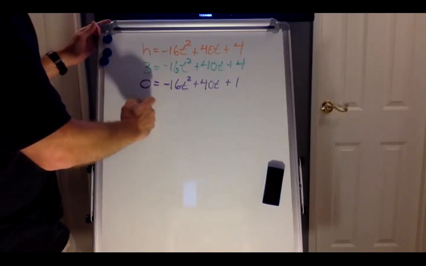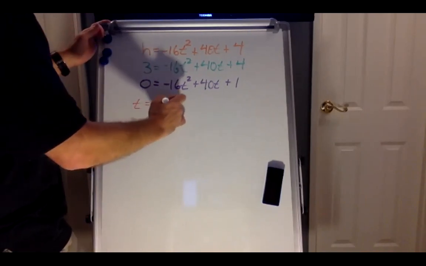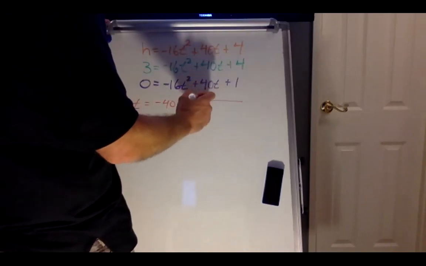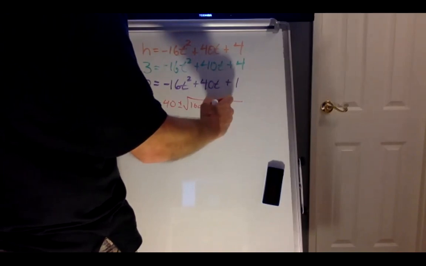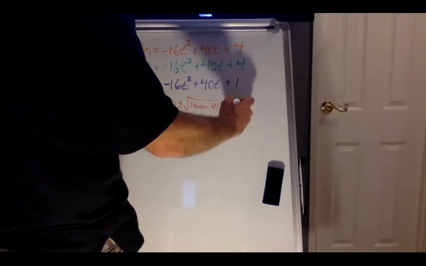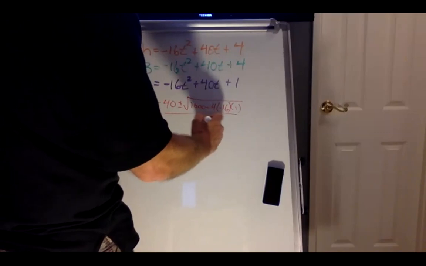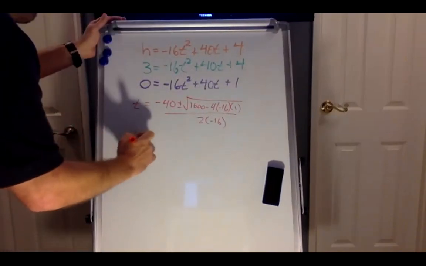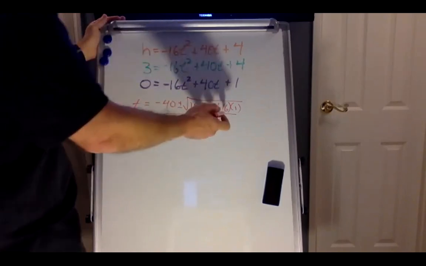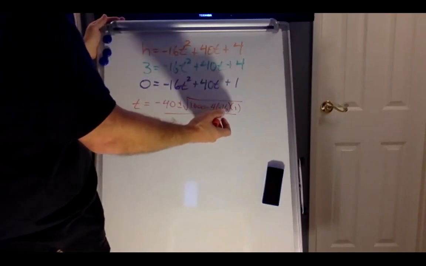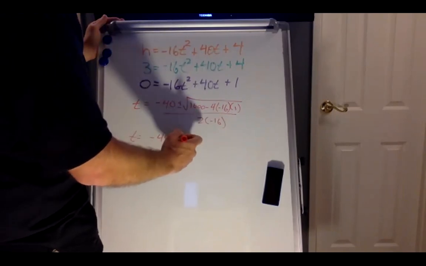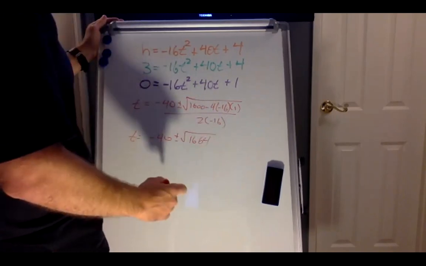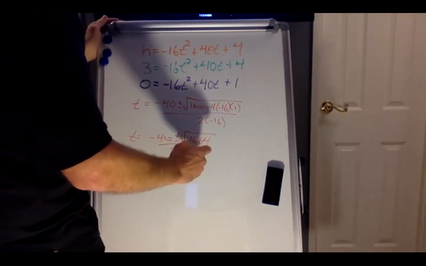So t is equal to negative b plus or minus the square root of b squared. So 40 squared is 1600, minus 4 times negative 16 times 1, all over 2 times negative 16. Negative 40. Okay, so this is going to be 64 positive. So 16, 64. Over negative 32.